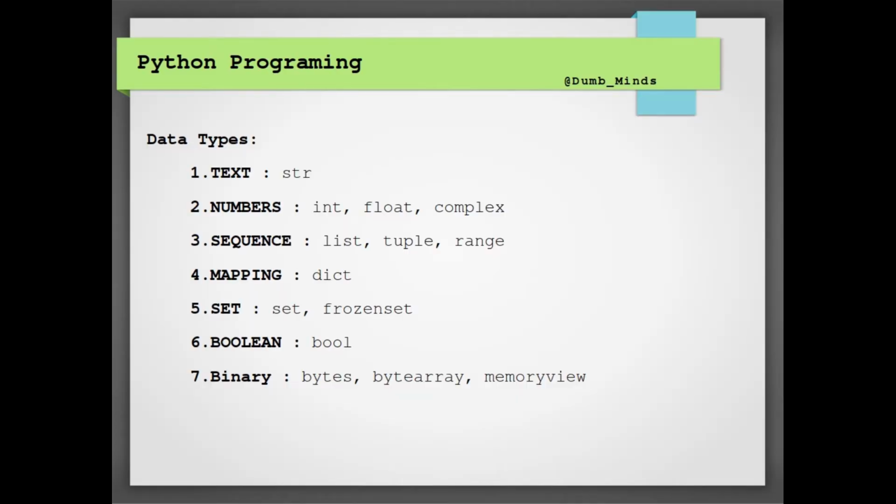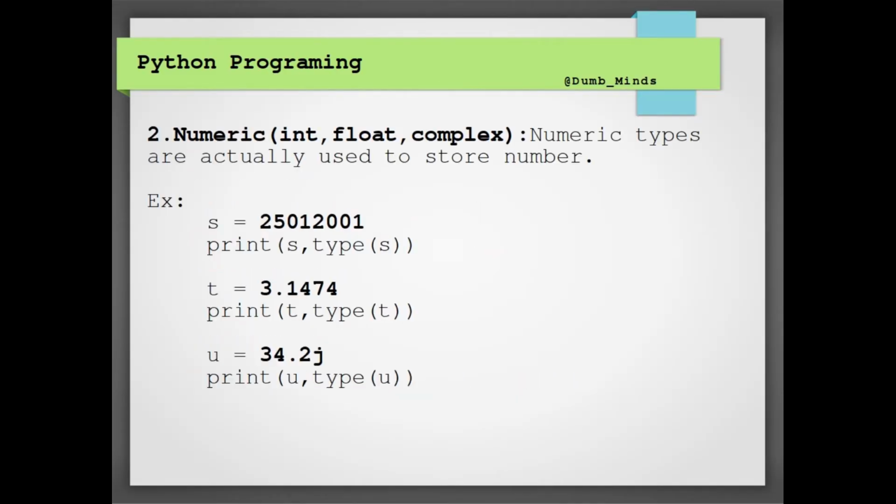And the second one is numbers. Numbers in the sense these are used when we try to access or when we try to store the values of numbers like integers, floating numbers and complex numbers. In order to store these, we will be having three different types, that is the integer, float and complex.